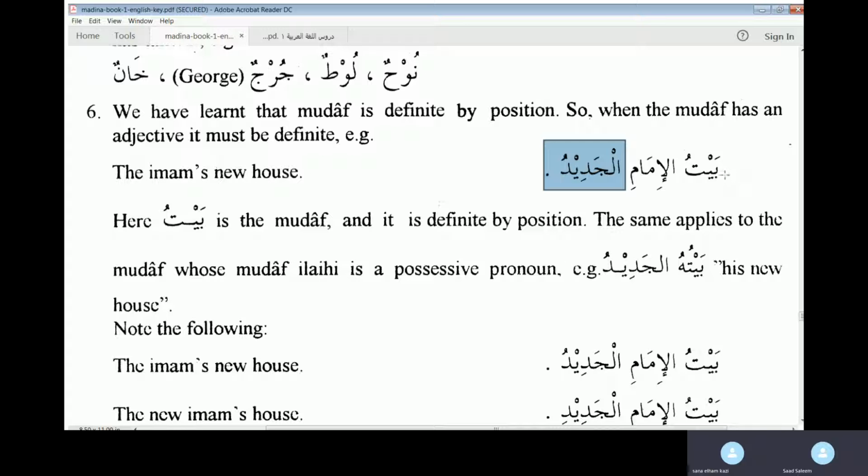So why is it definite? Which word? Baitu. Why is it definite? Because baitul imami, we are talking about a specific house. When I say baitul imam, the picture of the house of the imam comes into your mind. You have already seen that house. Now I am talking about a specific house, that's why it is definite. But we are not using any sign of definiteness because it is mudaf. So it is understood that this word is already definite, that's why we are not using any sign of definiteness here.